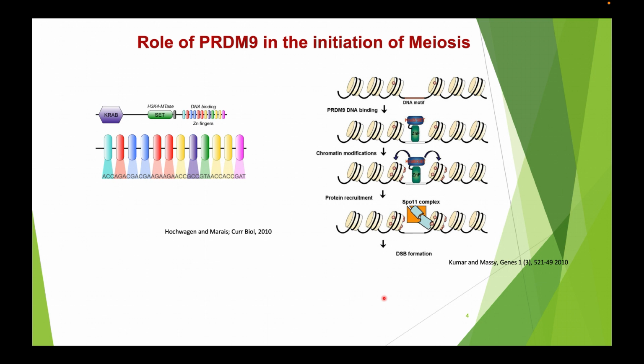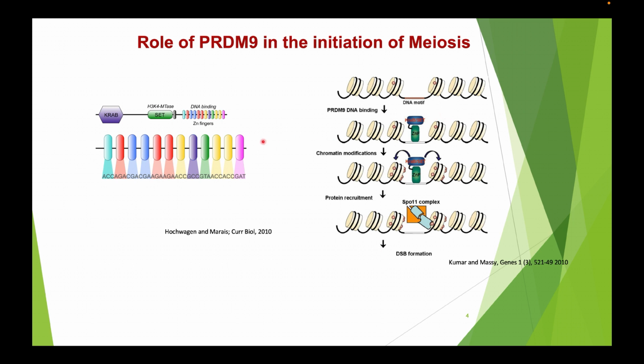PRDM9, how does it do so? PRDM9 is a single polypeptide chain. It's a protein with three domains: the DNA binding domain, which has multiple zinc fingers, ranging from 9 to 14 depending on the species; the PR/SET domain, which has H3K4 trimethyltransferase activity; and the KRAB domain, which has gene silencing activity.